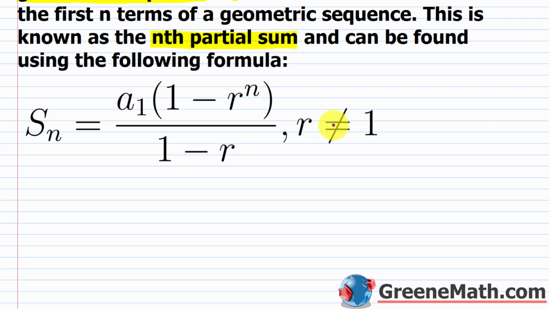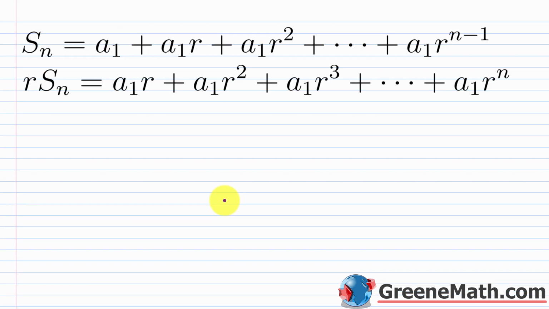And of course, we don't want r to be equal to 1, because if you plugged in a 1 for r, you would have 1 minus 1, which is 0, and division by 0 is undefined. All right, let me show you where this comes from. So it's not that bad overall.